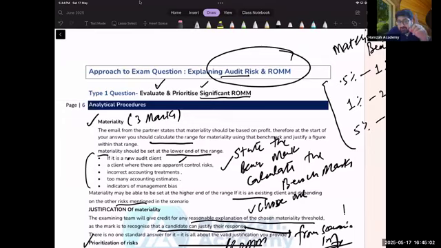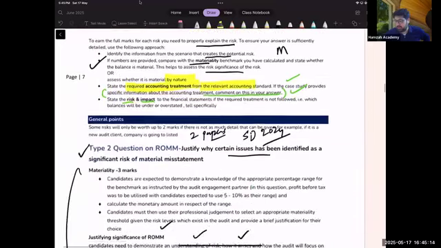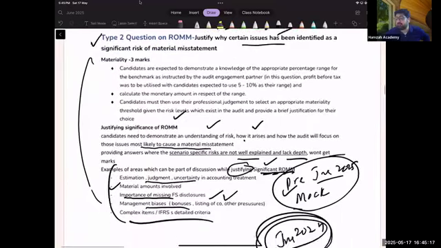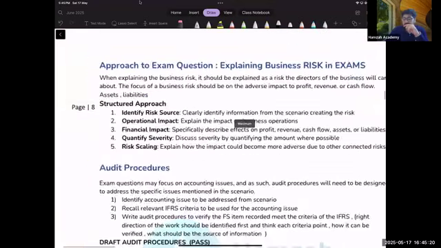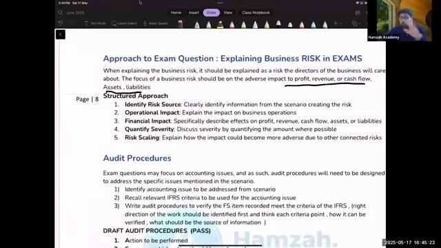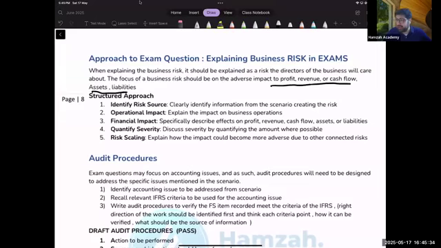Significant business risk, which may result in significant consequences. So for a business, what are the significant consequences? Adverse impact on these things. Adverse, and an amount is involved. So while explaining the business risk, it should be explained as a risk the directors of the business will care about, and it will have a negative impact on these things if it is materialized.